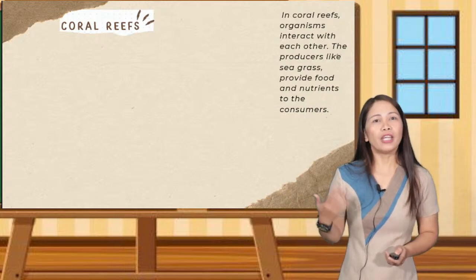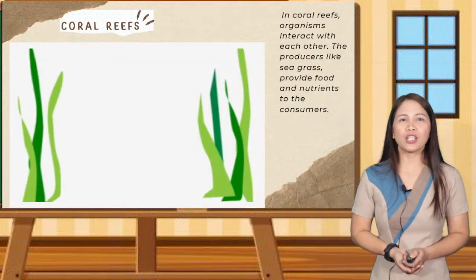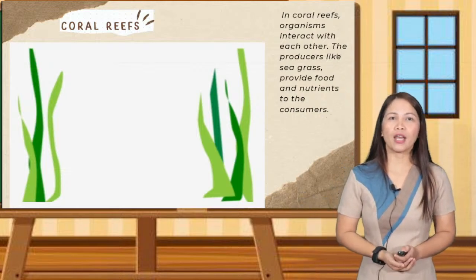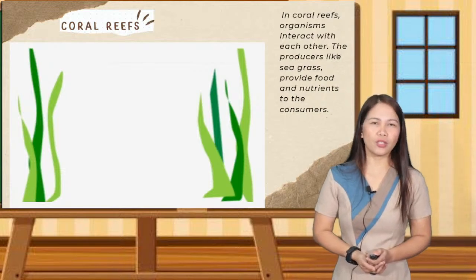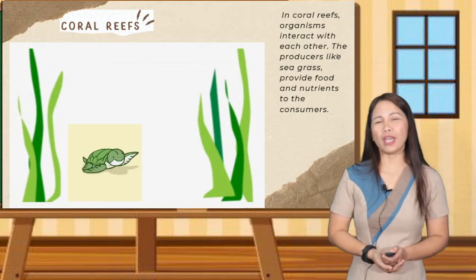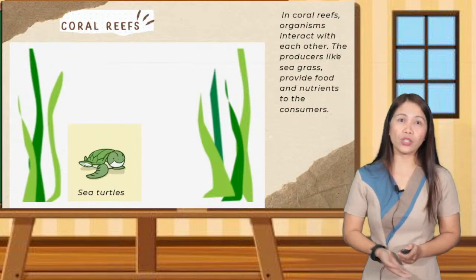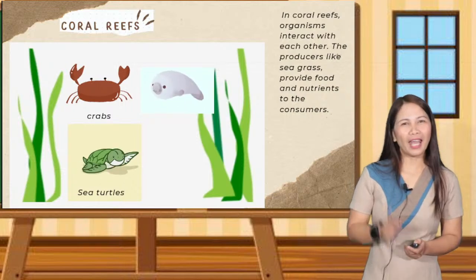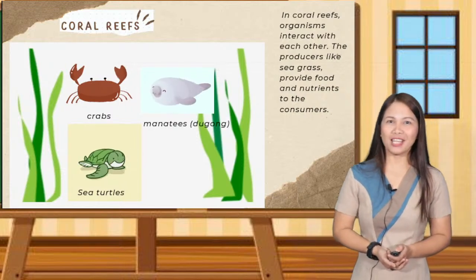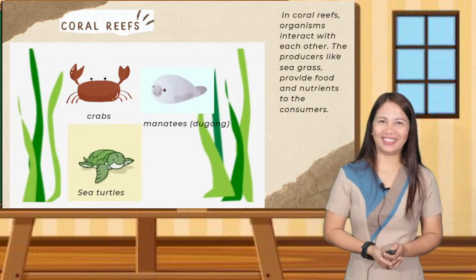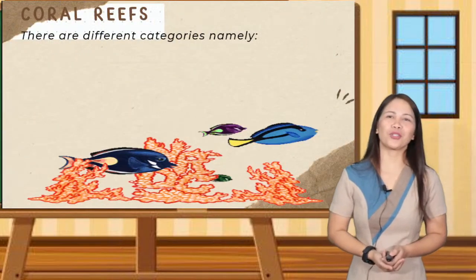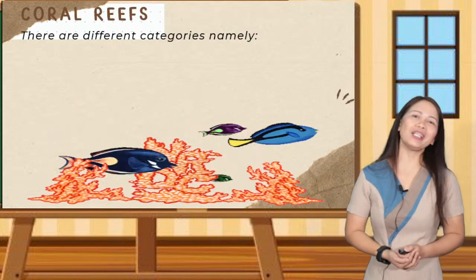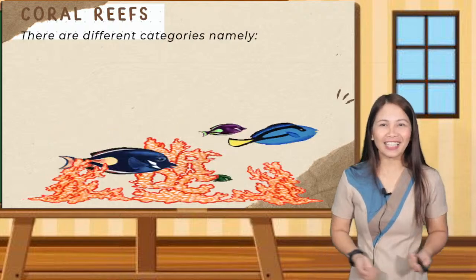Now, in coral reefs, organisms interact with each other. The producers or the seagrass provide food and nutrients to the consumers, such as we have there the sea turtles, the crabs, and I know you know this, manatees or dugong, and other marine animals. So for coral reefs, it has different categories, namely, any wild guess, class?